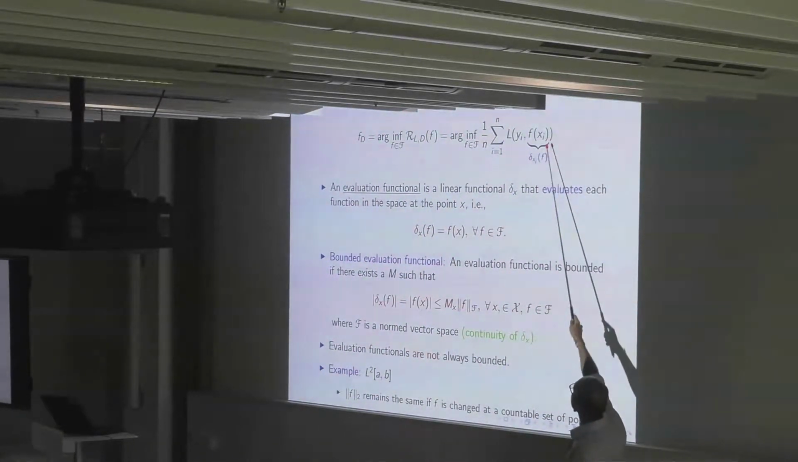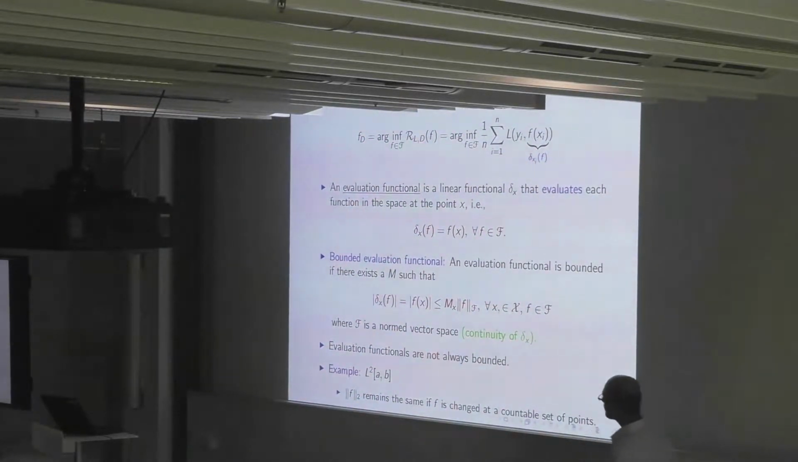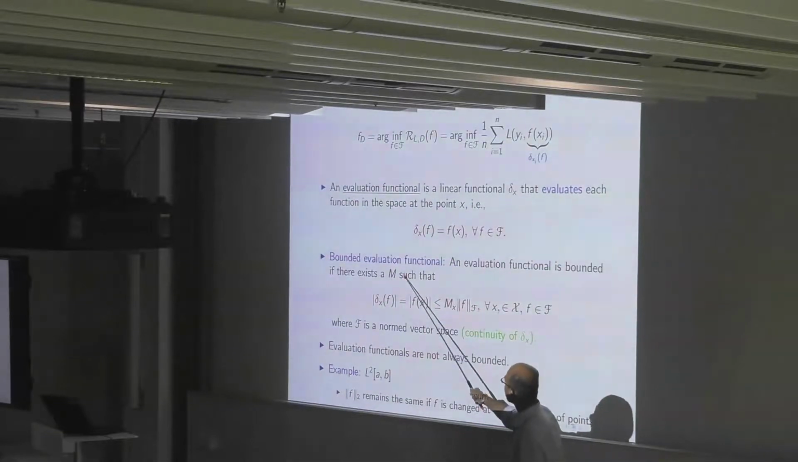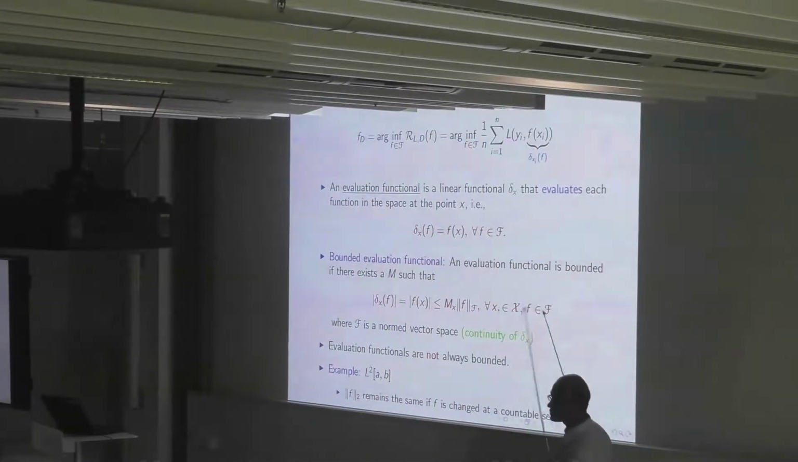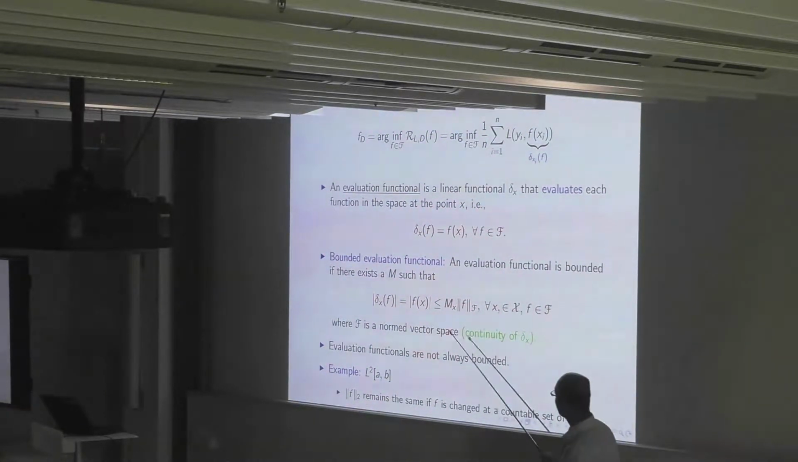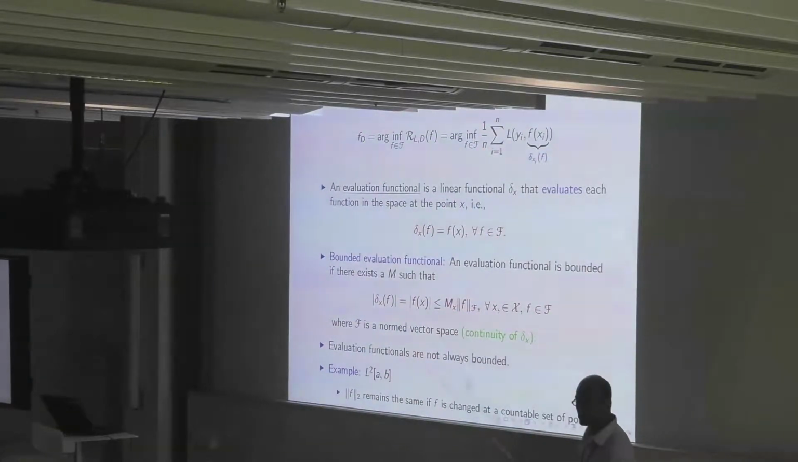Therefore I can write f of xi as the evaluation functional of f, defined at xi. Now we define what is called a bounded evaluation functional. The evaluation functional is bounded if there exists a constant M_x such that this holds. What this essentially tells you is that this functional is continuous. If I make small changes to the function f, the evaluation functional does not change by too much. Evaluation functionals are not always bounded.